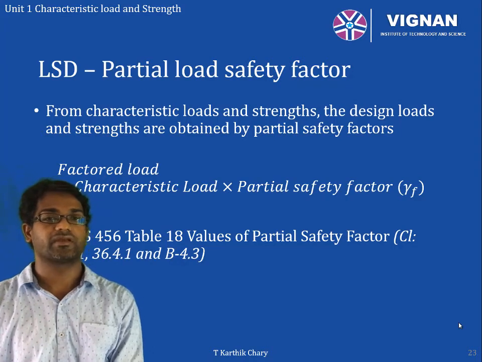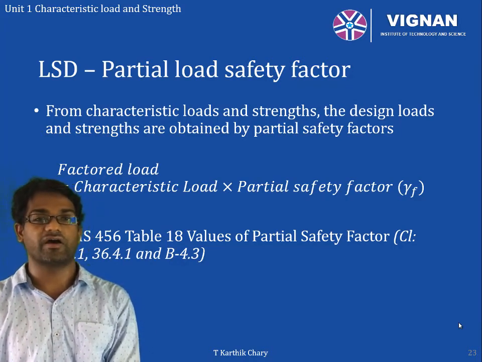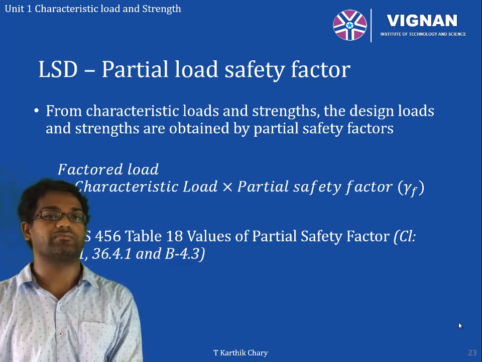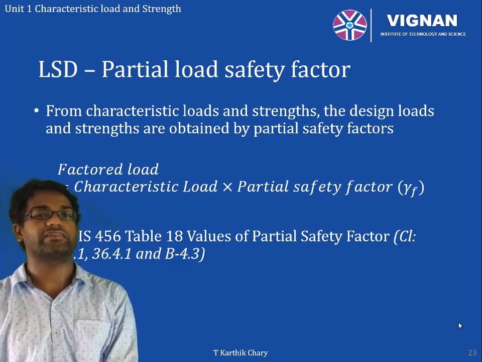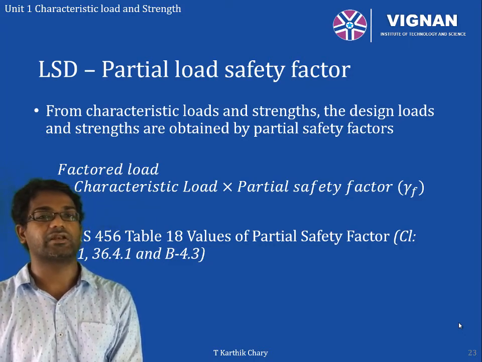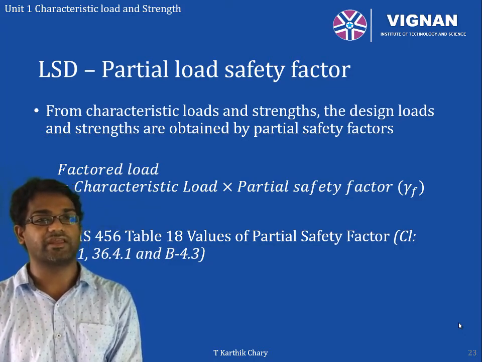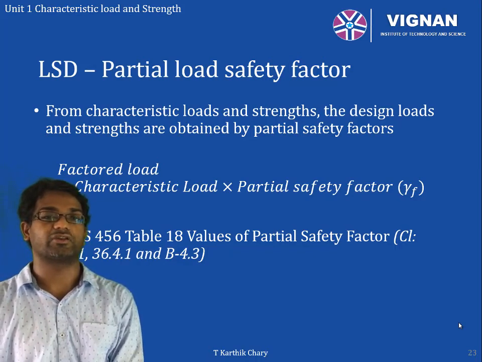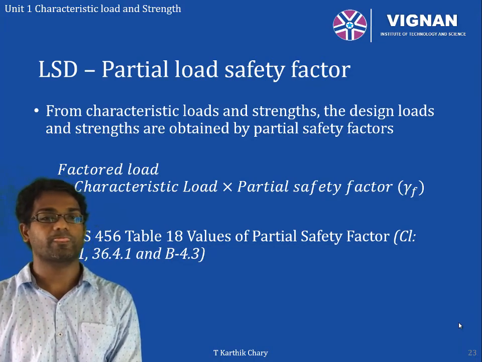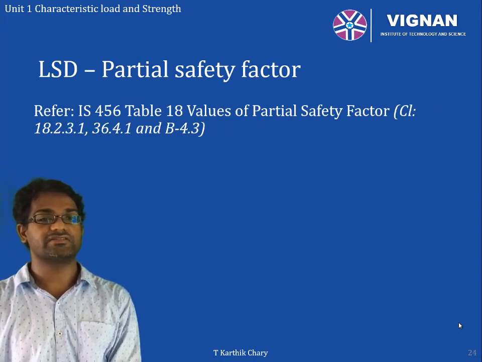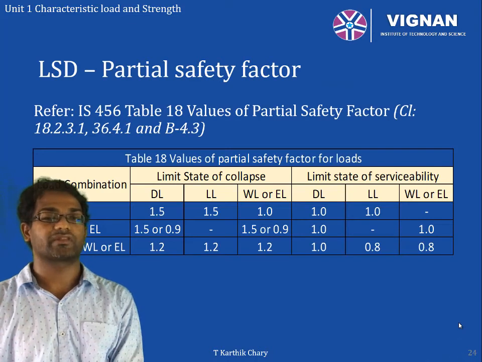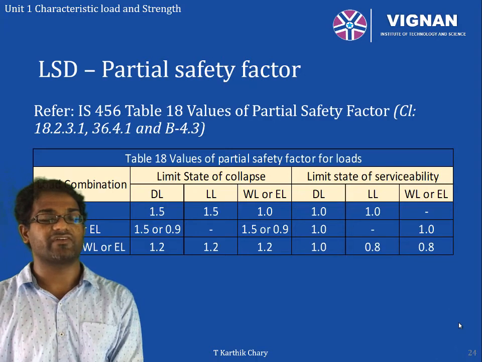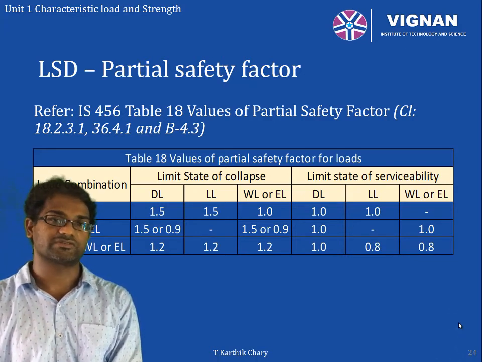For example, if I have a working load of 100 kilonewton, the factored load is 100 kilonewton multiplied by the partial safety factor. If I take 1.3, then my factored load is 130. If I take 1.5, then my factored load is 150. If I take the partial safety factor as 2, then my factored load is 200 kilonewton. So with reference to Table 18, I have shown you the table here, which shows the partial safety factors for different combinations of loads.